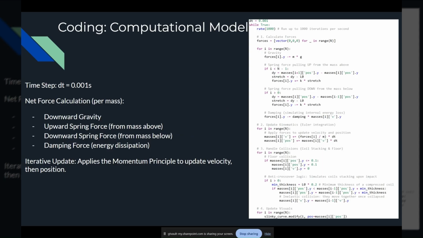Now we move on to the main computational loop. We step through time using a very small iterative delta t of 0.0001 seconds, and inside this loop, we calculate the net force acting on every single mass segment. For each mass, we calculate downward gravity, the upward spring force from the mass above it, the downward spring force from the mass below it, and a damping force to simulate energy loss. Once the net force was determined for a segment, we applied the momentum principle to update its velocity, and then used that to update its position. And the code itself also included logic to handle the collision of the coils stacking together.